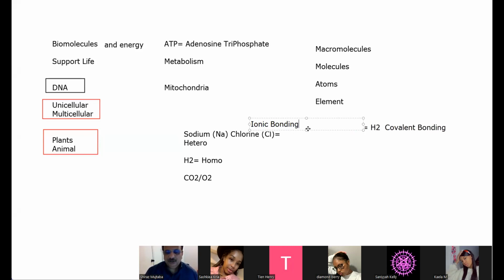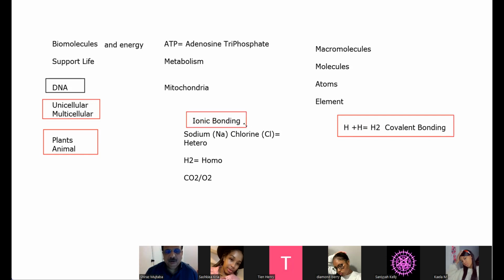So ionic bonding is between ions. The covalent bonding is between two atoms. What's the difference between covalent bonding and ionic bonding? Ionic bonding is formed between two ions. Covalent bonding is formed between two atoms by sharing of electrons, while ionic bonding is by loss or gain, by formation of ions, interaction between ions.